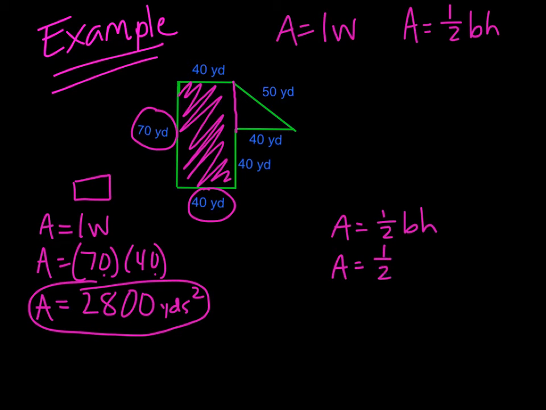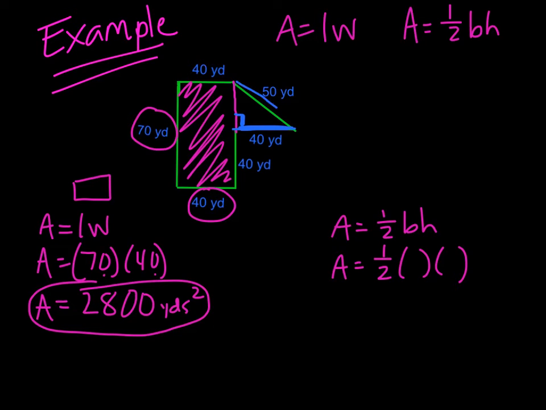I can keep my 1/2, but I have to figure out what is my base and what is my height. So looking at the area of my triangle, which would be this section here, I'm going to erase that, because we know that from here to here creates our right triangle. That's where our height could be. So this line here is indicating a height.